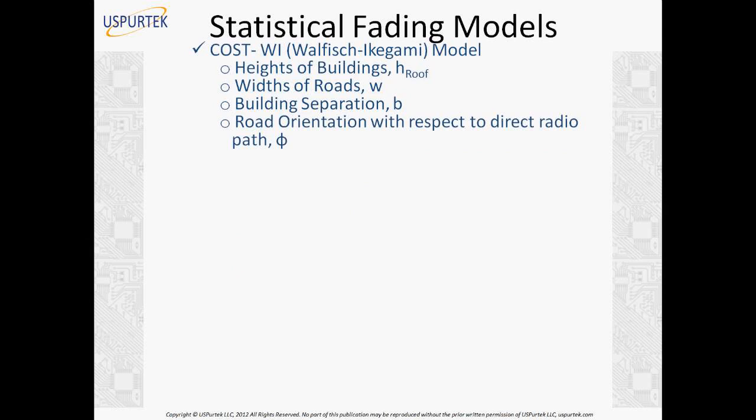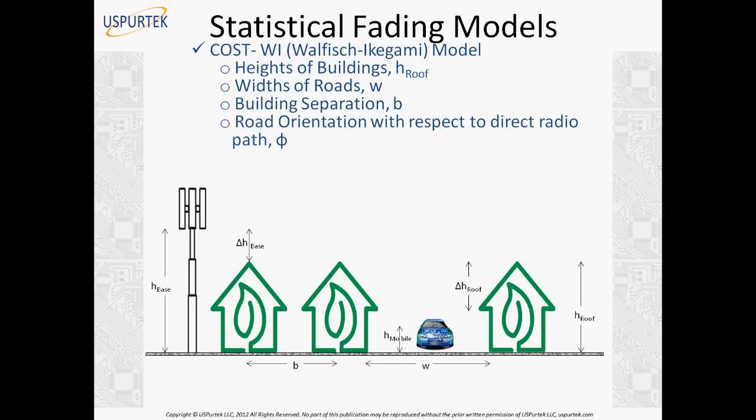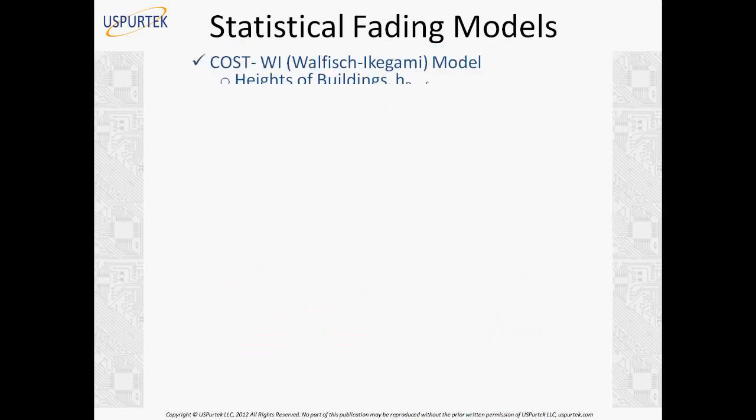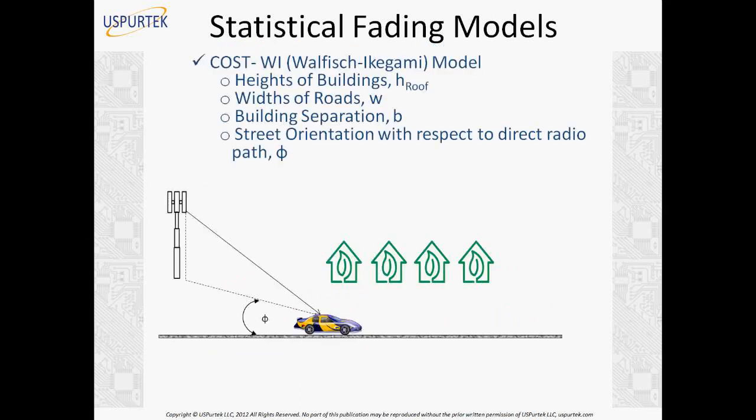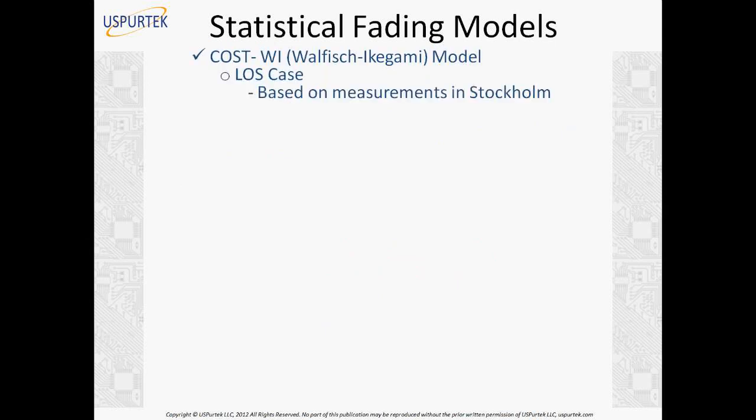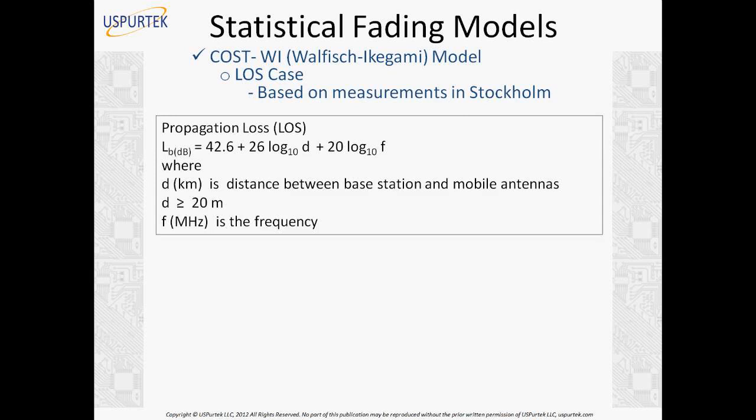So, the COST 231 Walfisch-Ikegami model. This illustration explains how we use different parameters here. We have heights of buildings, H roof, widths of roads, W, building separation, B, and road orientation with respect to the direct path. A mobile user will have the radio signal coming from the cell tower at a certain angle, so that angle is also considered in this model. Much more detail, much more refined. That's what makes it of more practical use.